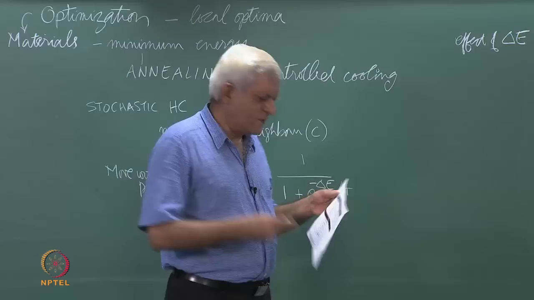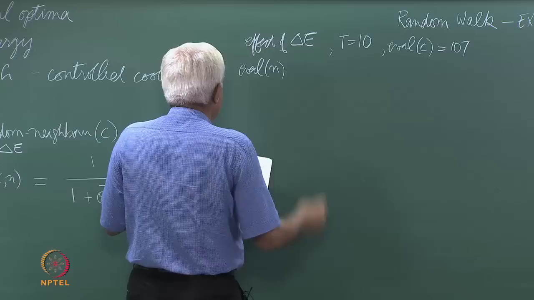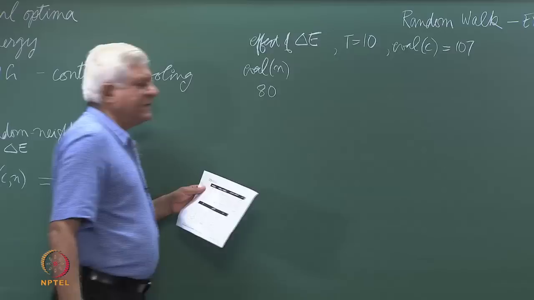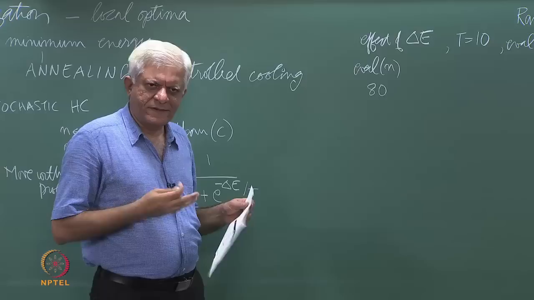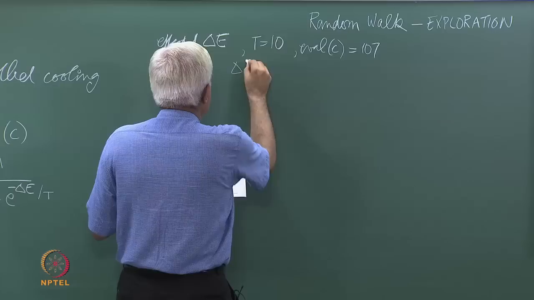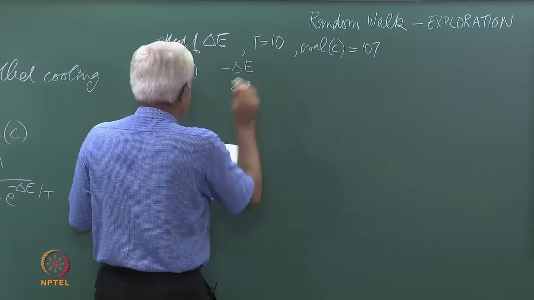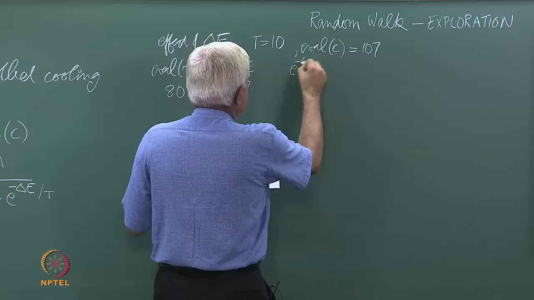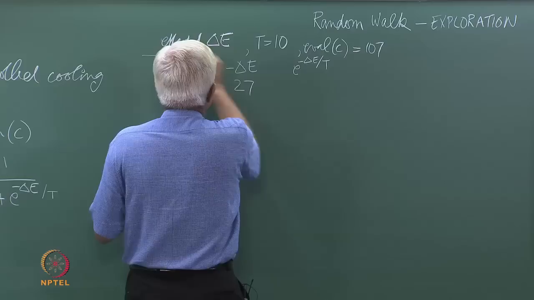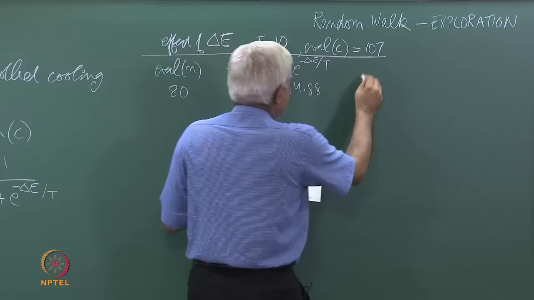So, this is the value for eval n. So, if this is 80, that means it is not a good value, it is less than 107. So, delta E, I will write minus delta E here. Minus delta E is 27, then e raised to minus delta E by t, this value is 14.88, and this is the probability, this is 0.06.